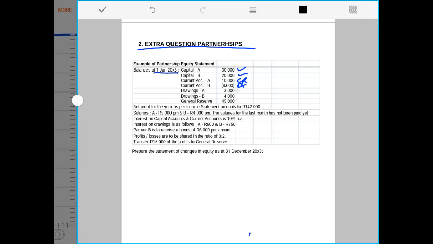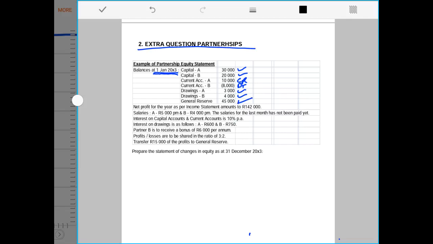We are given drawings of 3,000 for partner A and 4,000 for partner B. Remember, drawings do not have an opening balance, although they are recorded under the heading opening balance, but drawings are not opening balances. We are given a general reserve opening balance of 45,000 rands.